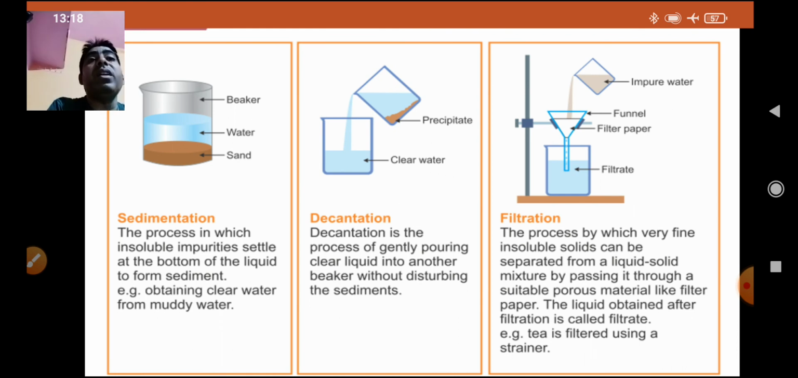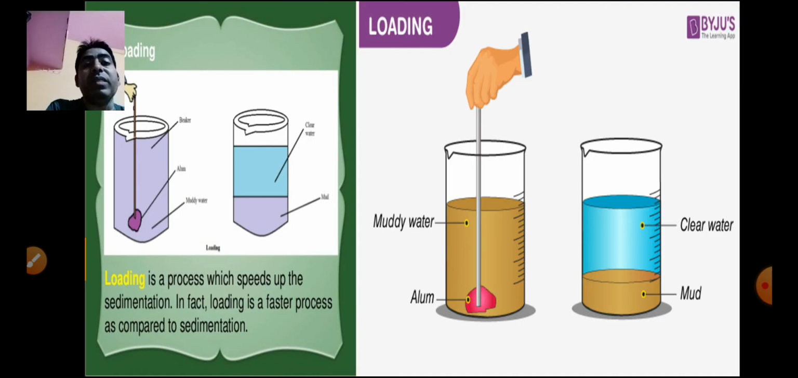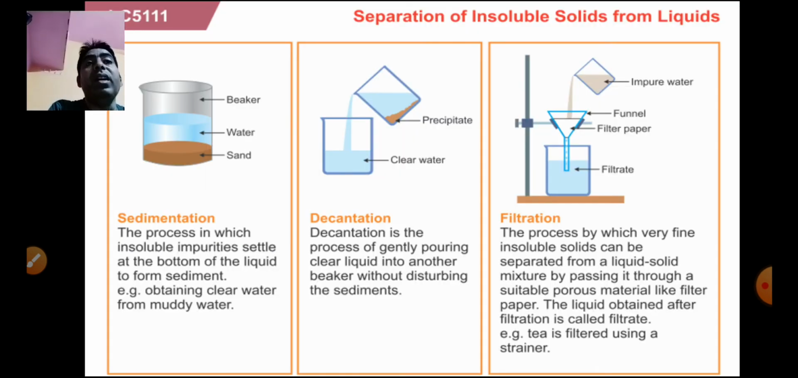Like, to separate tea leaves from tea, we pour the prepared tea through a tea strainer. Tea strainers have a wire mesh in them which acts as a filter, and the tea liquid passes through the small holes of the tea strainer and collects in a cup kept below. The used tea leaves, being bigger in size, do not pass through them and are left in the tea strainer. This whole process is called filtration.